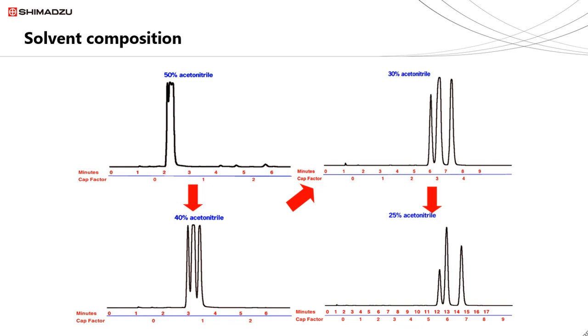Please note, as we reduce the solvent from 50% top left to our final result, 25% bottom right, the peak at the initial time moves from 2 minutes to 12 minutes, showing that our compounds are separating by being retained longer, so therefore elution times also increase.